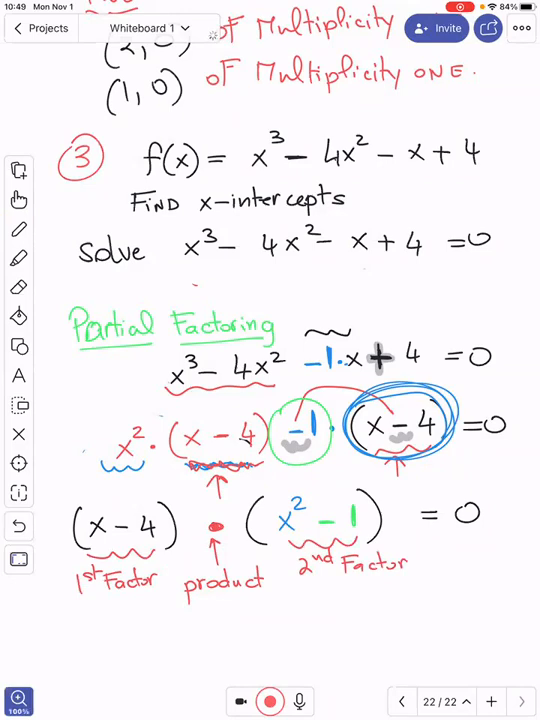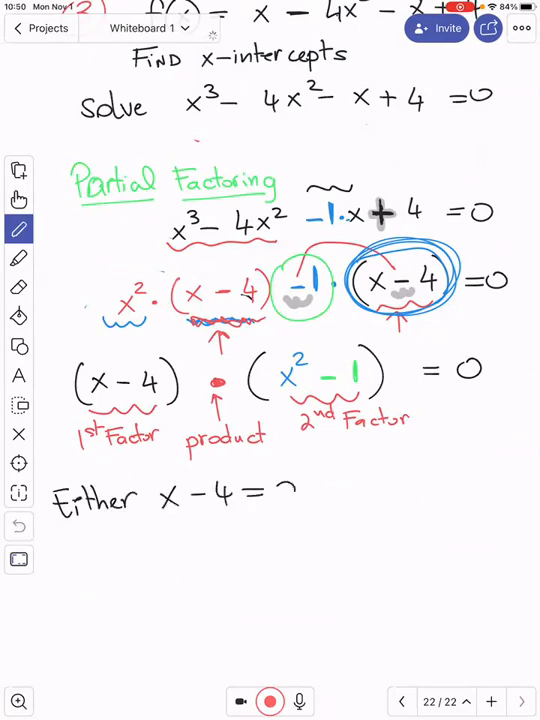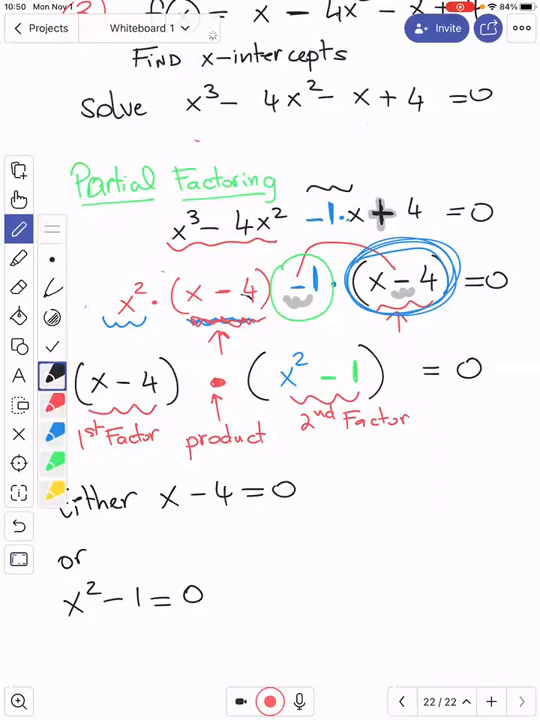So then, either x minus 4 is 0, or x squared minus 1 is 0. So how many solutions are we supposed to get, guys? Remember, the equation was x cubed minus 4x squared, etc. So the highest power of x is 3. So at the end, we're supposed to get 3 different solutions, right?